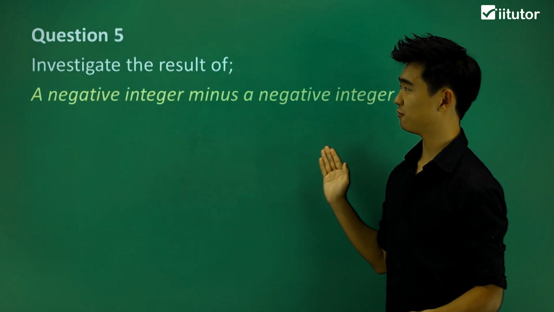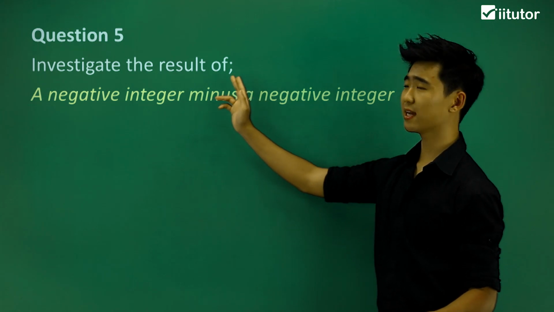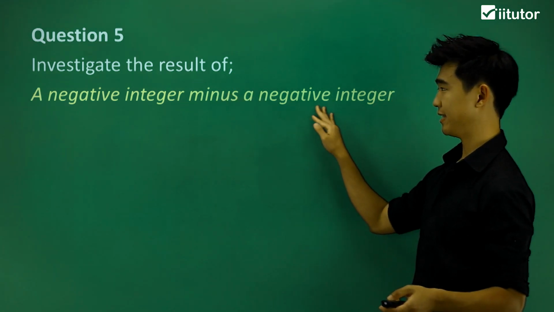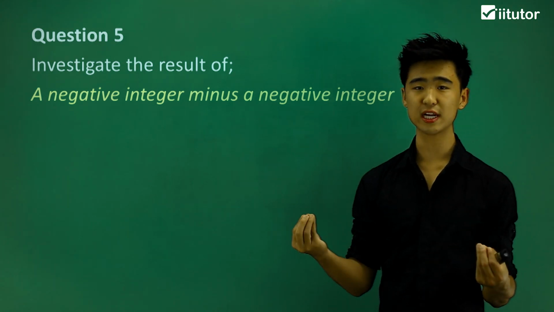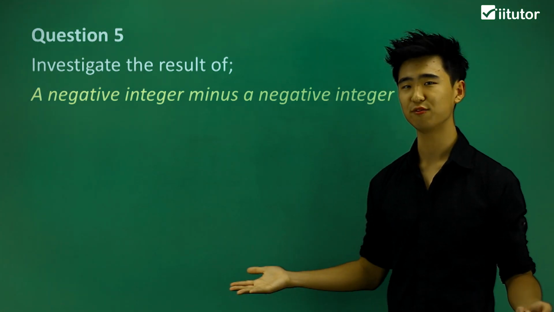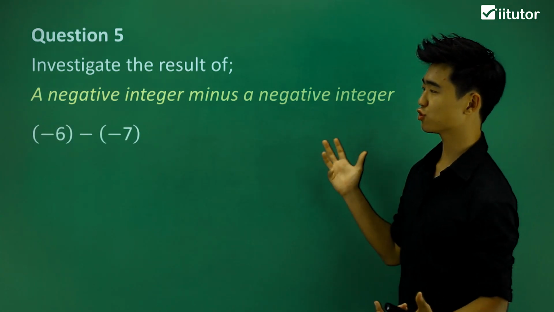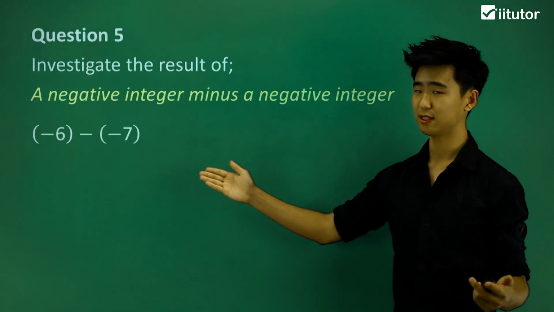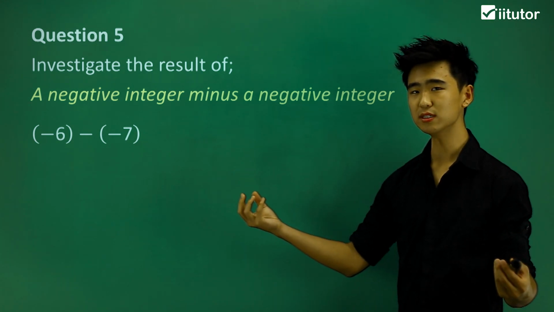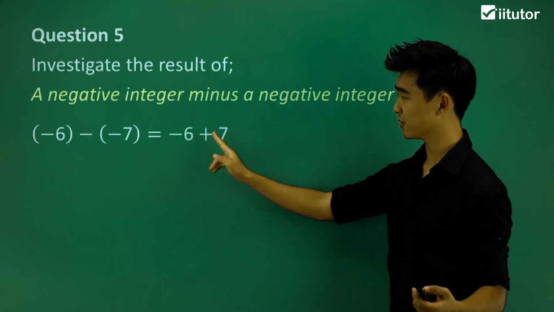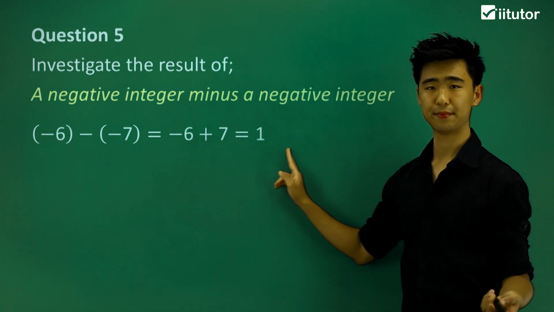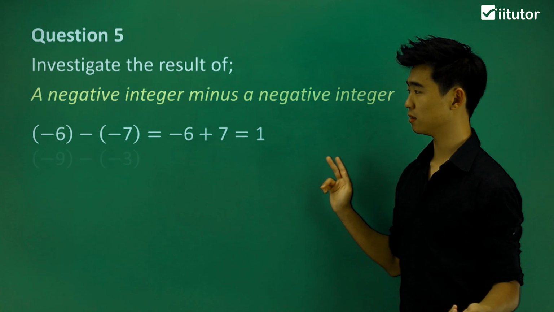Question number 5. Investigate the result of a negative integer minus a negative integer. When we have two negative integers and we minus them together, what kind of result will that give me? Again, let's try examples. Negative 6 minus negative 7, so two negative numbers, this becomes plus, and it will give me just 1.